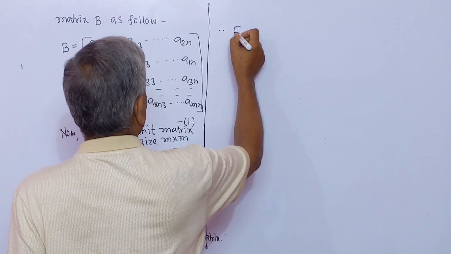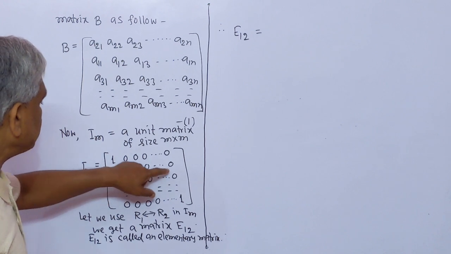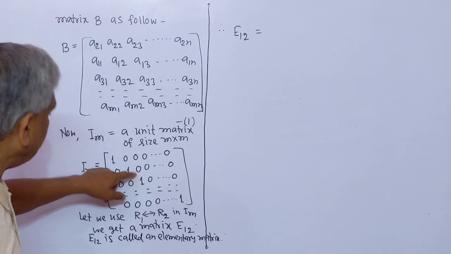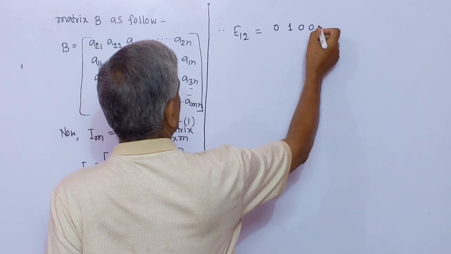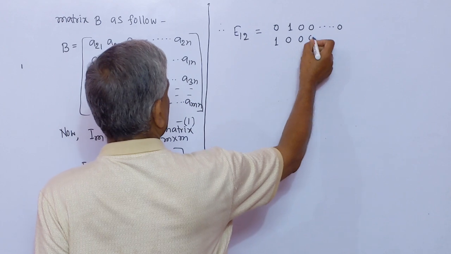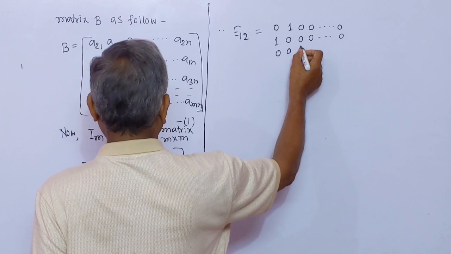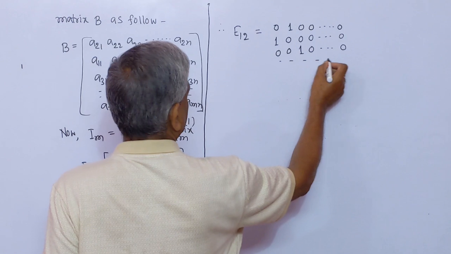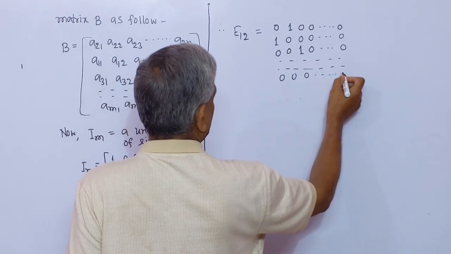Therefore E12 equals, here we write the elements of the second row in place of the first row and the elements of the first row in place of the second row. So we get 0 1 0 0 0 0, here 1 0 0 0 0, here 0 0 1, third row same, other rows same, 0 0 0 dot dot dot dot dot dot 1.